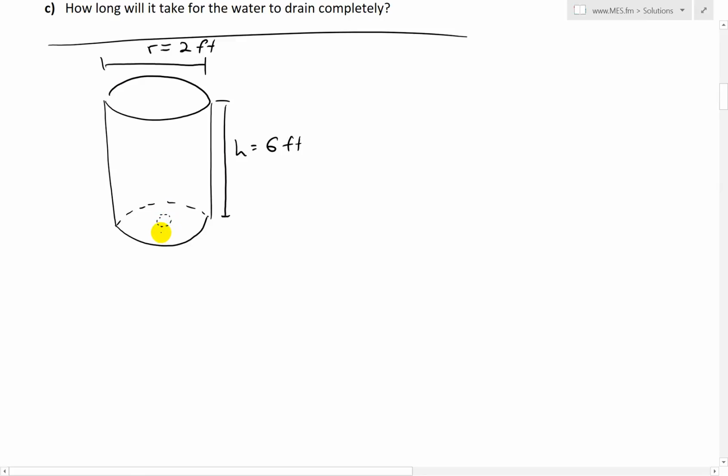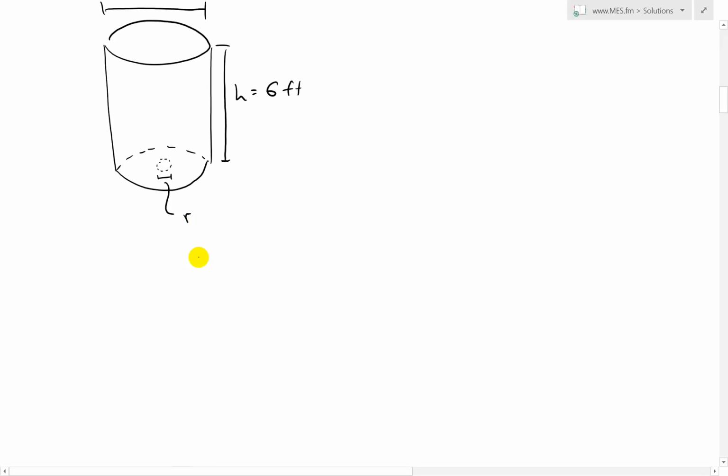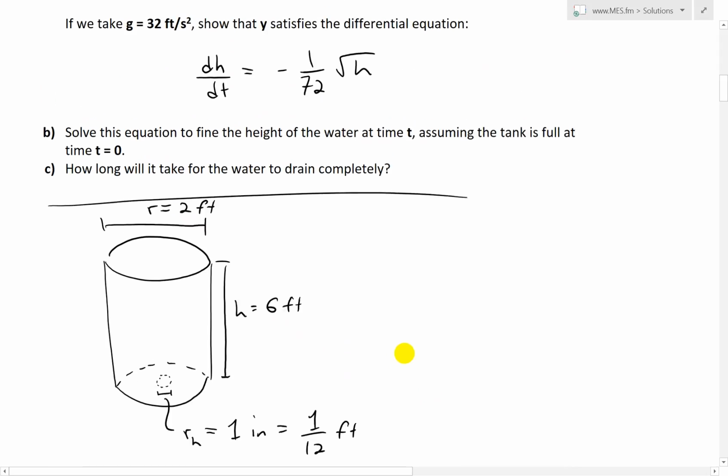We'll draw that like that, and basically this has a radius, I'll draw a better line like that. So this has a radius, we'll call this R of the H, R of the hole, R_H. So our radius of the hole is 1 inch, which is just 1/12 feet. Let's write everything in feet right here because we have feet over there.